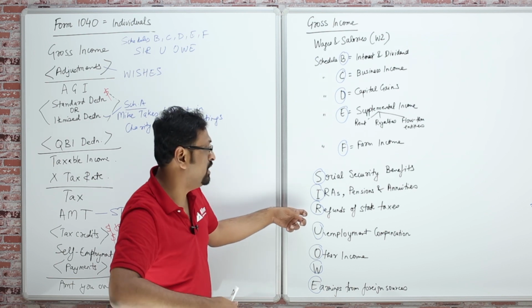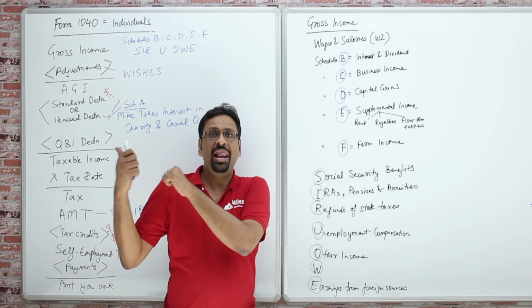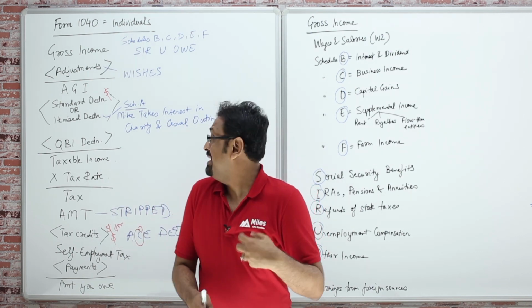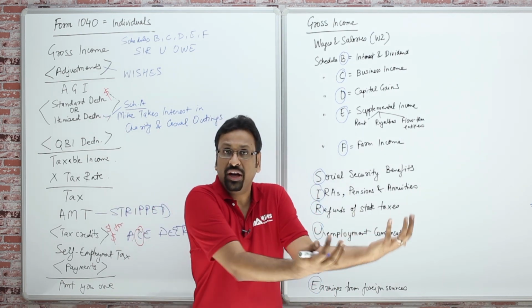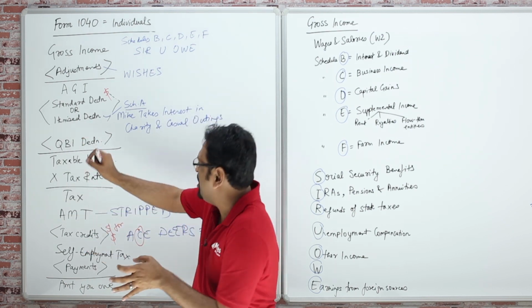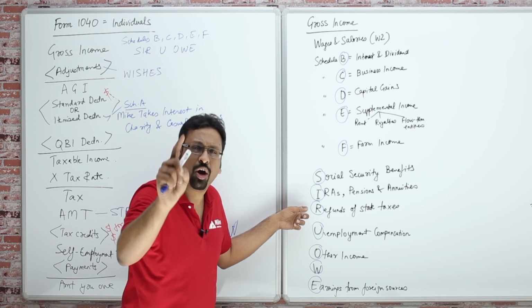The R of SIR is refunds of state taxes. So we'll talk about that. Let's say last year you claimed a deduction for state taxes on Schedule A as an itemized deduction. This year you're getting a refund back. So you don't really need to go back to last year and change that number. So this year that refund is an income item. We'll talk about this.